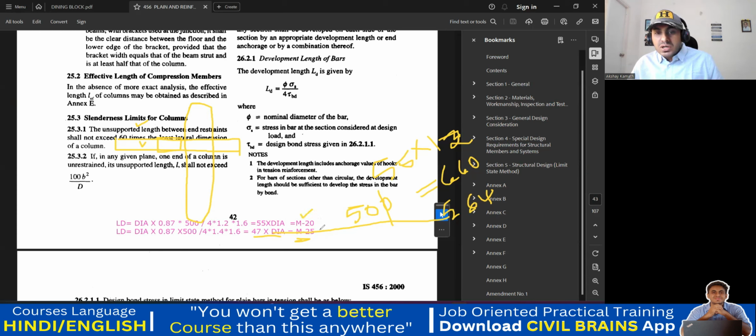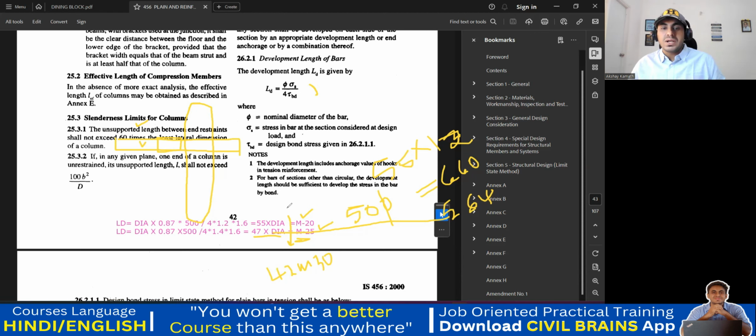One thing you understand: as the grade of the concrete keeps on increasing, your development length is coming down. Did you see that? For M20 it is 55, for M25 it is 47. If I go for M30, it will even come down to around 41 or 42. Why? Because the more the grade, the more will be your strength, and the development length required will come down. Simple. That is actually the concept.